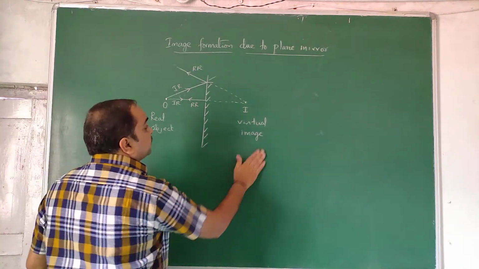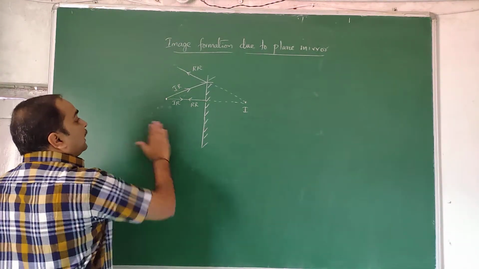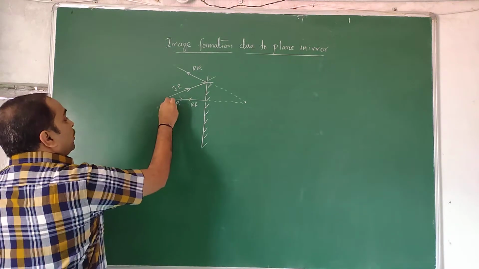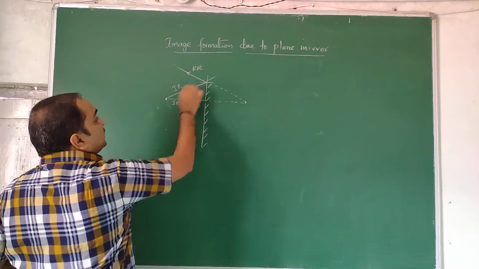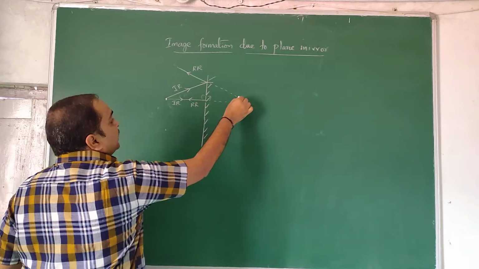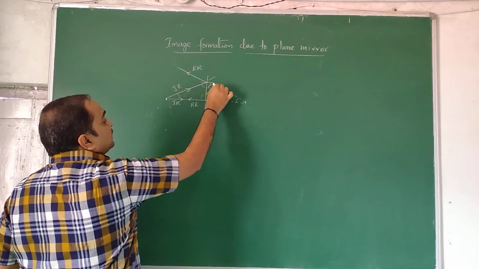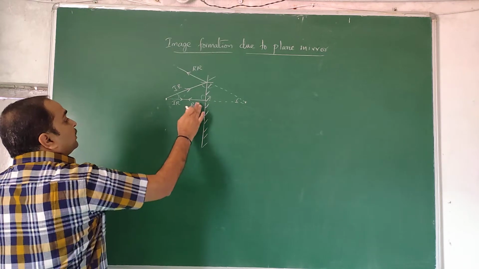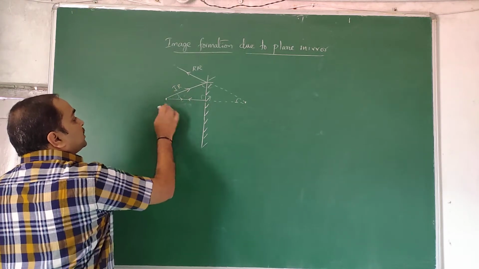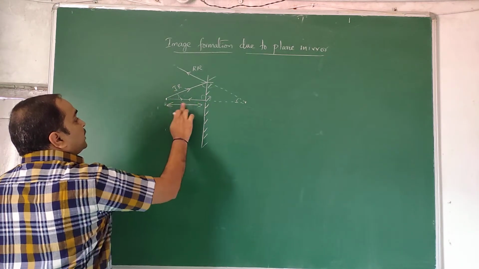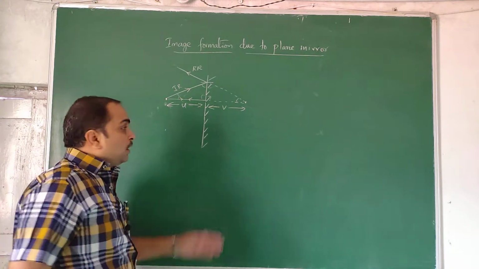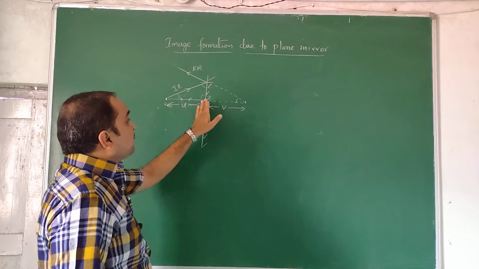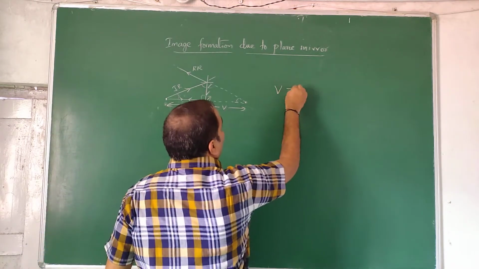I remove this and I take exactly below this one more object. This distance, as you can see, this is a similar triangle. This angle is 90, this angle is 90, this angle and this angle are equal, this angle and this angle are equal. They are similar triangles. So this distance is object distance u, this distance is image distance v. From center if you measure right side, from center you are measuring left side. So v equal to minus u.